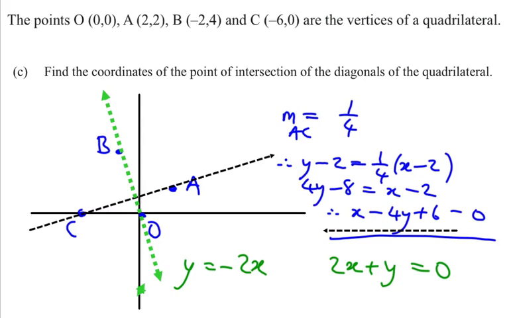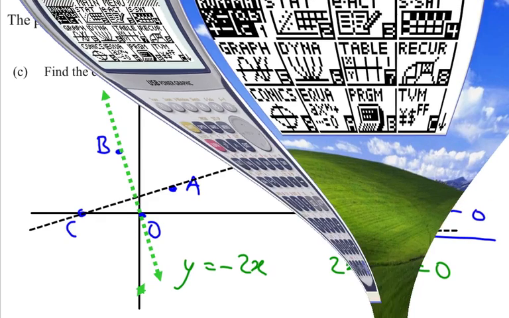So, x minus 2y plus 6 and this. So what we do is we go to our graphics calculator, which looks like this.